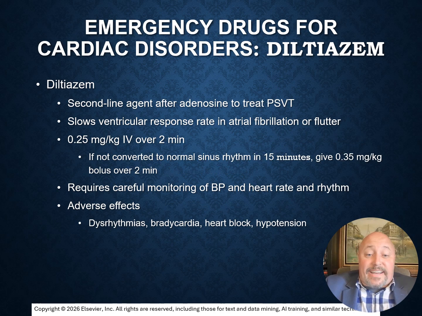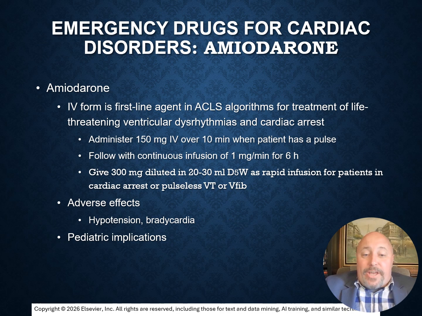Diltiazem. This is a second-line agent after adenosine to treat SVT. It slows the ventricular response rate in AFib or flutter. Amiodarone. This is a ventricular antidysrhythmic, and it's a first-line agent in ACLS algorithms for treating life-threatening ventricular dysrhythmias, particularly VFib and VTach. We're going to get much more in-depth with these dysrhythmias next term in MedSurg.